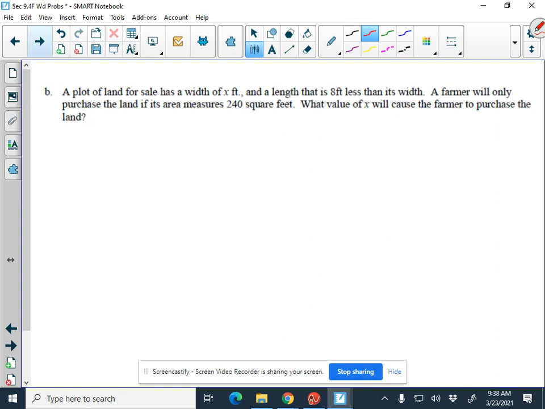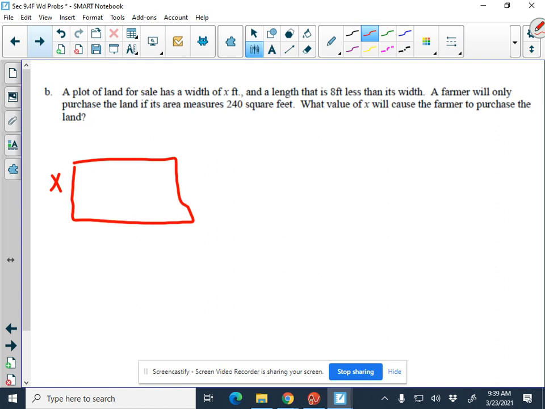Plot of land for sale has a width of X feet. Okay, so here's a plot of land. Width is X. The length is 8 feet less than the width. So what's that one? The length. That doesn't make sense. And a length that is 8 feet less than its width? The length is usually the longer one. It shouldn't be less than the width, but we'll go with it.